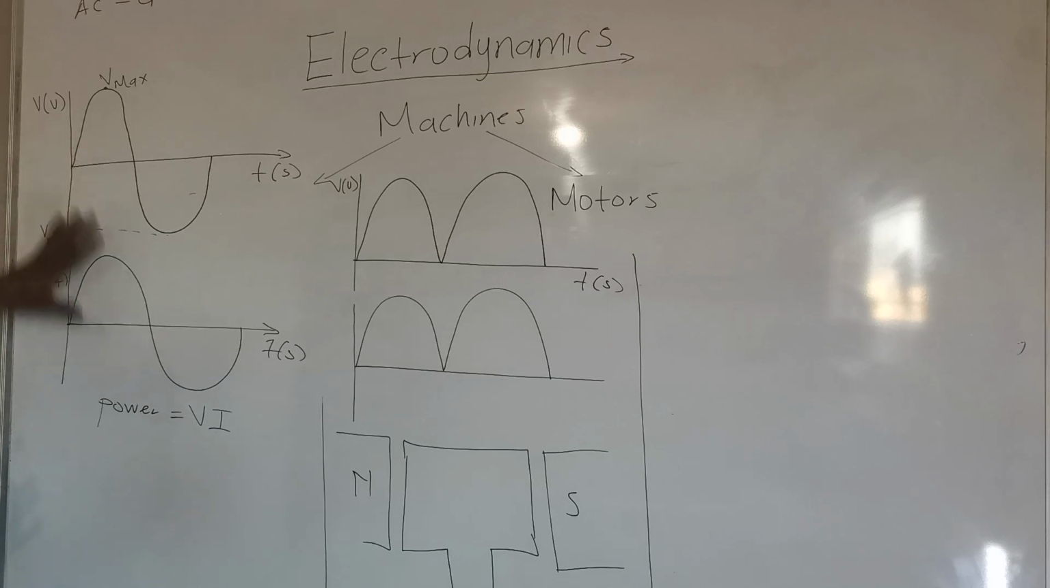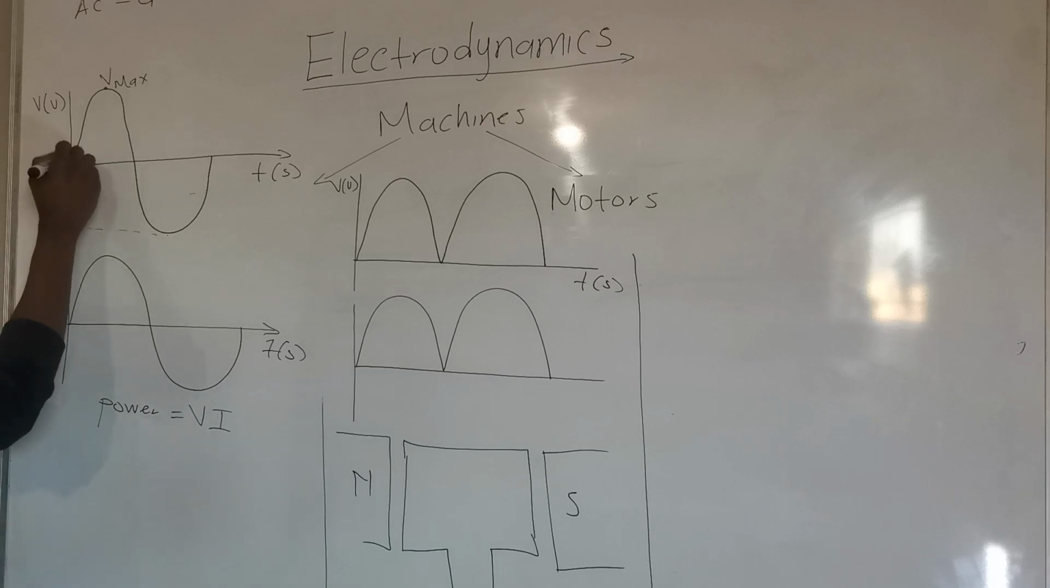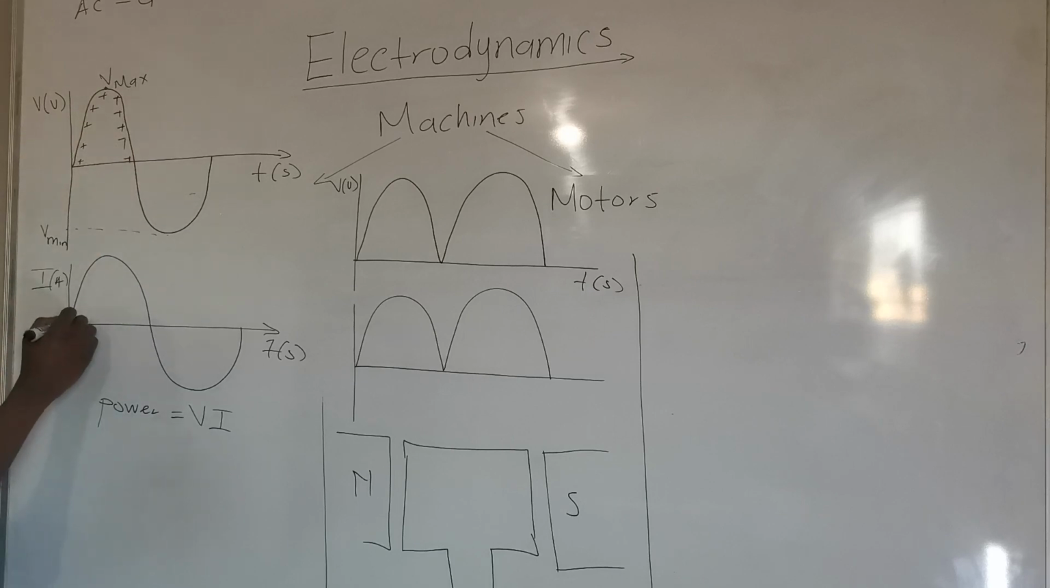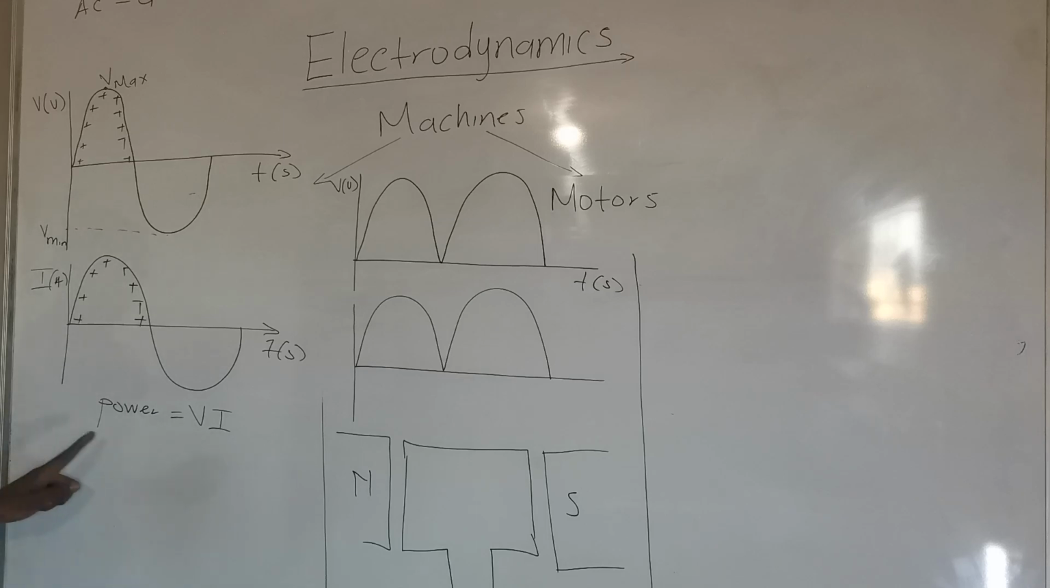Now, if we take our two graphs, in this first portion our voltage graph is positive, and our current graph is positive. You see that. So power is voltage multiplied by current. This portion times this portion gives us our new graph of power in watts against time in seconds. This one times this one gives us a positive.